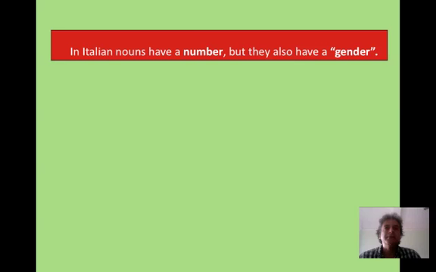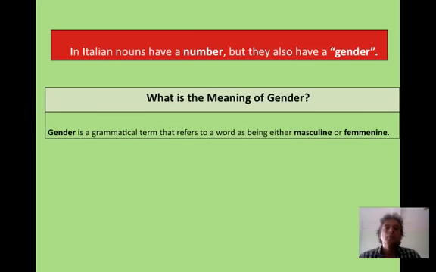In Italian, nouns have a number, of course, so they could be singular or plural, but they also have a gender. Well, what is the meaning of gender? The gender of a noun is a grammatical term that refers to a word as being either masculine or feminine.